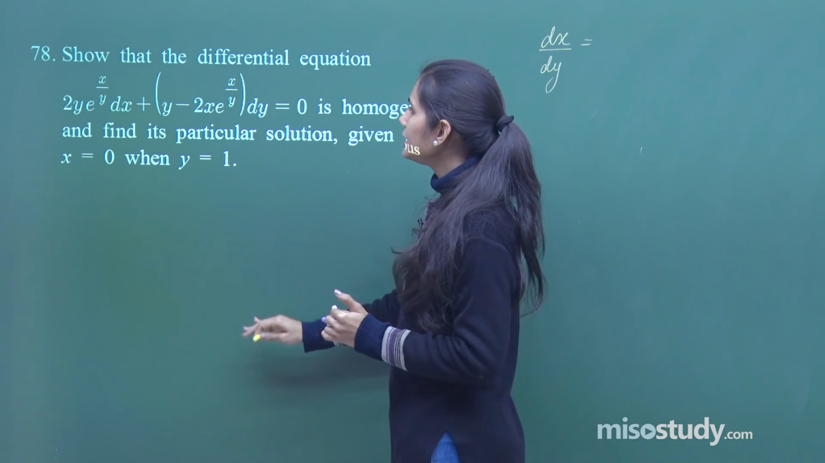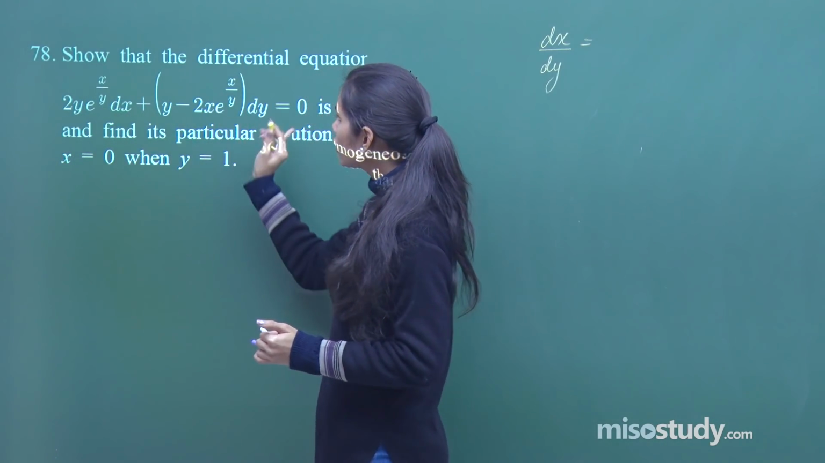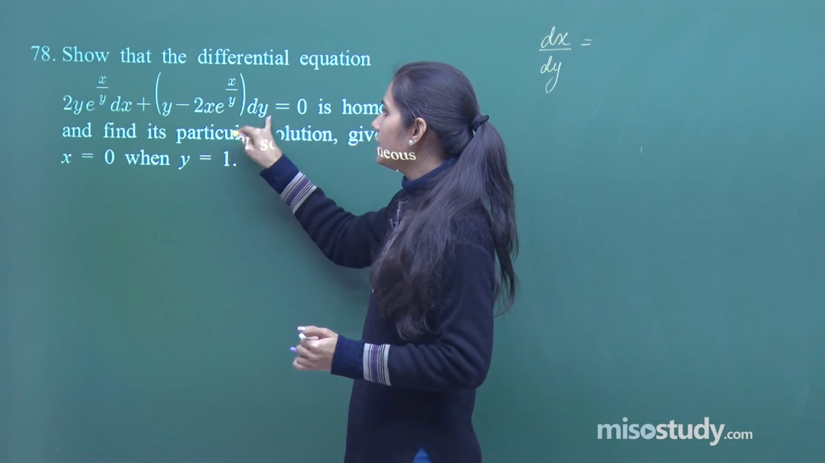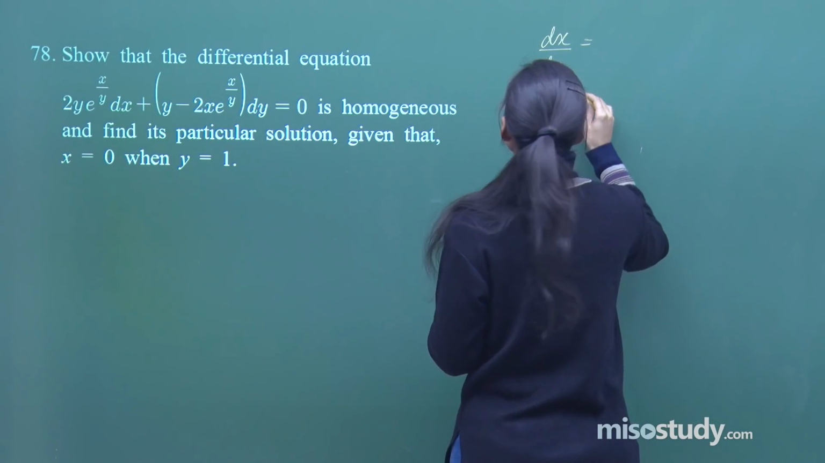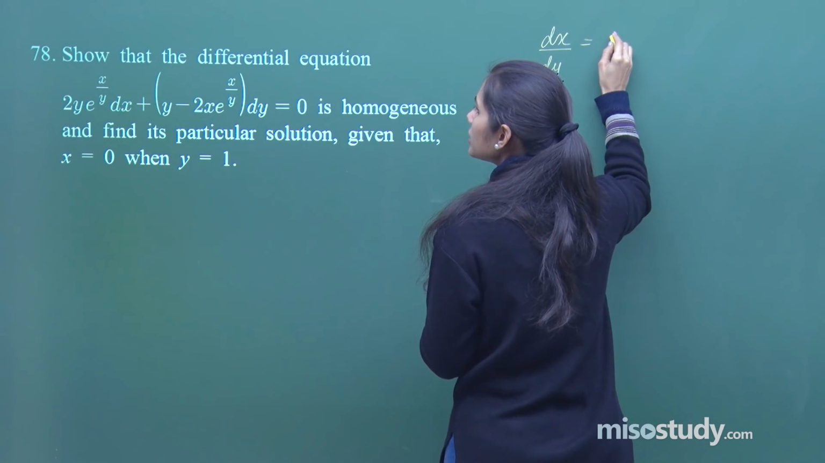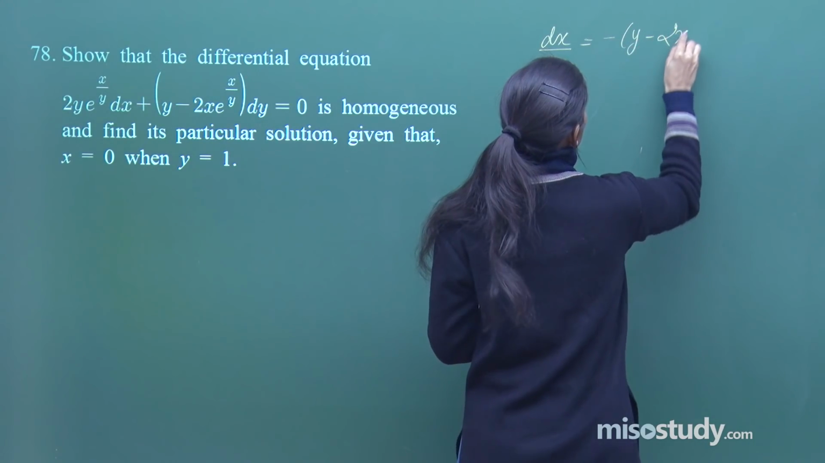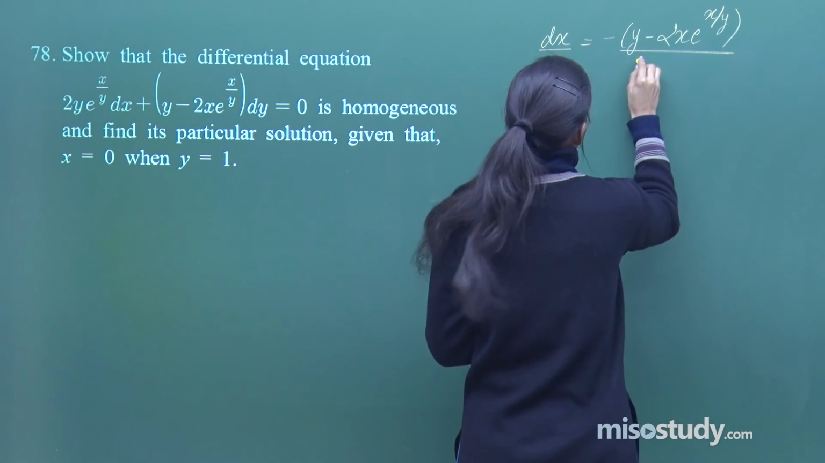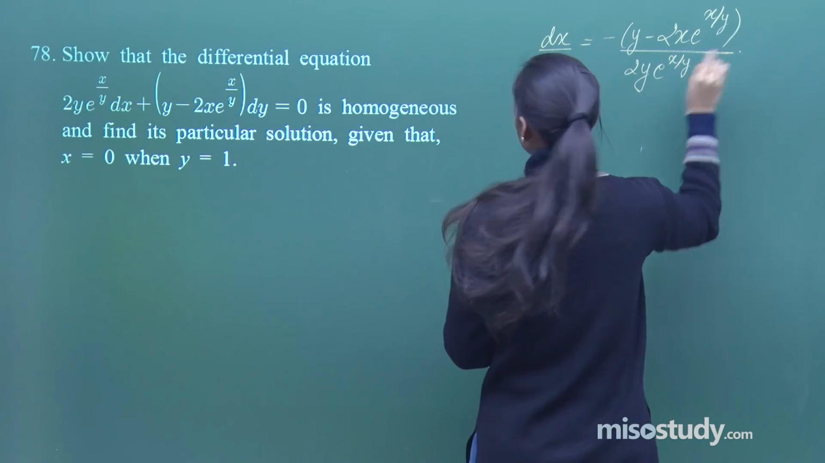I will write dx by dy. So, first of all I write 2y e to the power x by y dx is equal to minus of y minus 2x e to the power x by y dy. So, my dx by dy becomes minus of y minus 2x e to the power x by y upon 2y e to the power x by y.